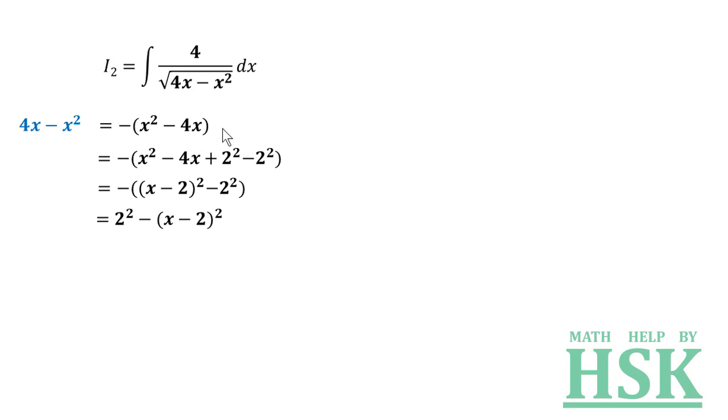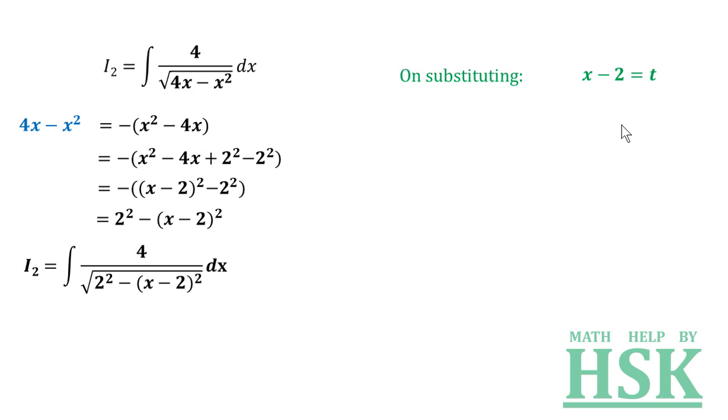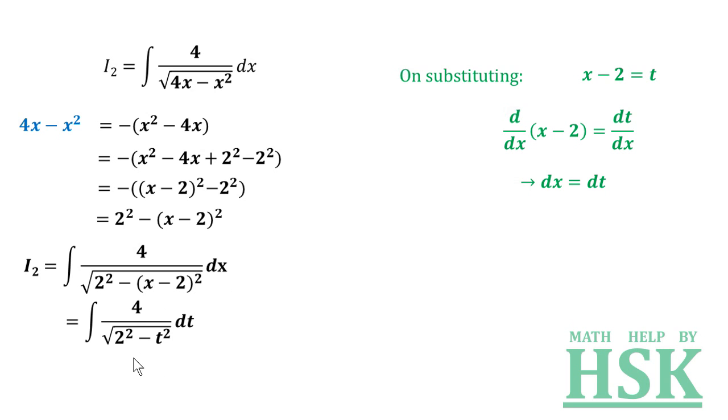This expression would be written instead of 4x minus x square to obtain the integral I2 as equal to 4 upon square root of 2 square minus x minus 2 whole square, right? Now to solve further, I'm going to substitute x minus 2 as equal to t. Differentiating both sides with respect to x, I obtain dx is equal to dt, right? On substituting dx is equal to dt and x minus 2 as equal to t, I'm going to obtain I2 as equal to 4 upon square root of 2 square minus t square.